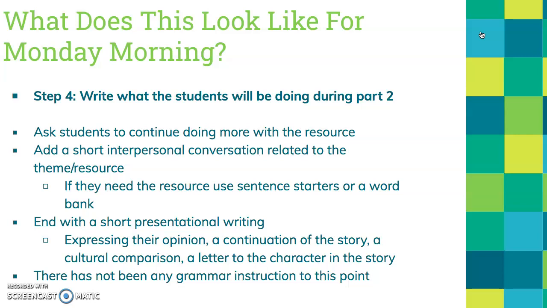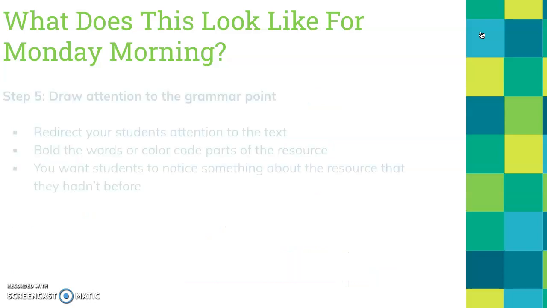So you might need to use the resource to find sentence starters or maybe make a word bank for them. Maybe you want to have a short presentational writing activity where they're expressing their opinion on something, where they're continuing the story, where they're doing a cultural comparison. Maybe they're writing a letter to the character in the story, or they're writing a letter as the character in the story. Note that we're on step 4 and there has not been any grammar instruction at this point. We haven't drawn their attention to anything. We've just been working with resources.